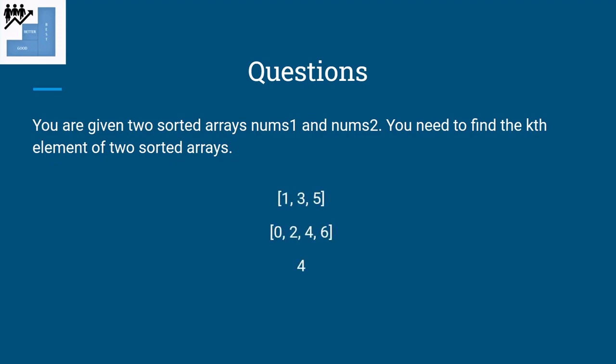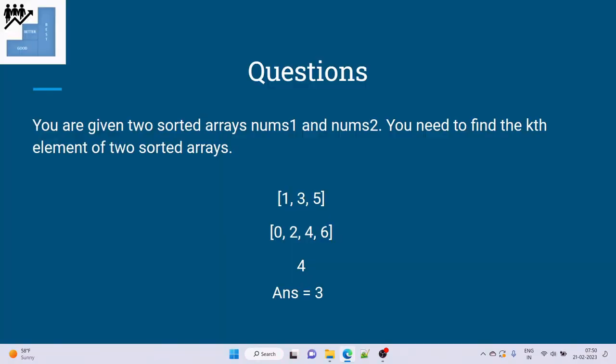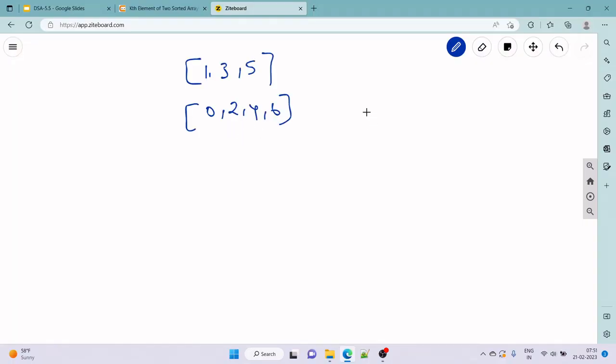For example, 1 3 5 is nums1 and 0 2 4 6 is nums2. And we need to find the fourth element from the starting. Then it would be 3. 0, 1, 2, 3. 3 is the fourth element. All right. How are we going to do it? All right, so we have these two arrays and we need to find the fourth element.